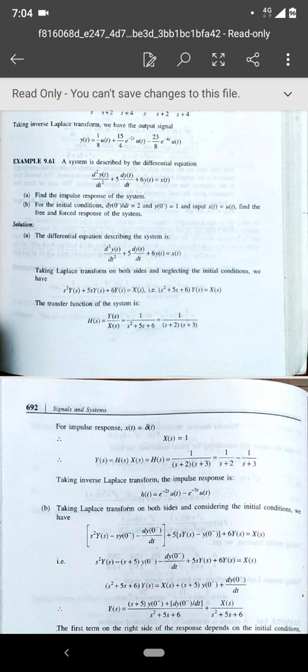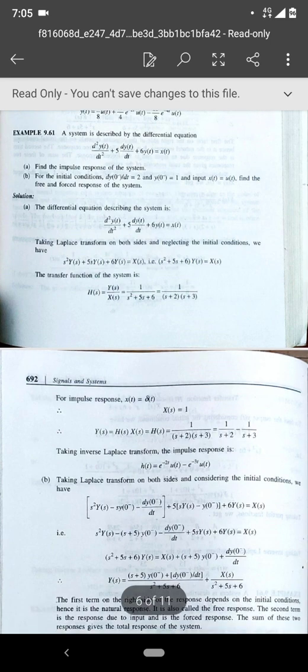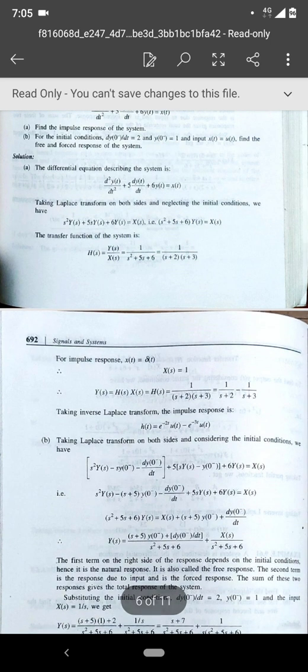So X of s is 1, that is equal to H of s itself, that is 1 by (s plus 2) minus 1 by (s plus 3). There they have found the partial fractions, that is A by (s plus 2) plus B by (s plus 3). They have found A is equal to 1 and B is equal to minus 1 and substituted. Then they take the inverse Laplace transform. So the inverse Laplace transform of H of s is h of t, which is nothing but e raised to minus 2t u of t minus e raised to minus 3t u of t.